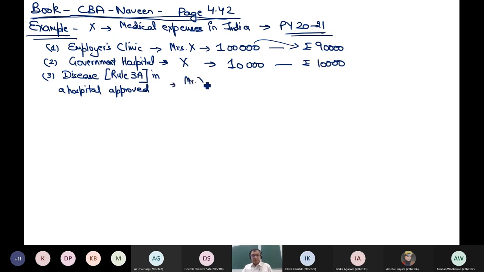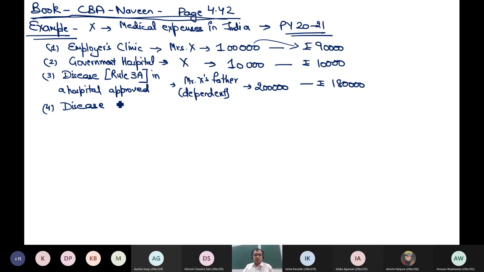Mr. X's father. He is dependent upon X. Total cost incurred 2 lakh. And amount reimbursed 1 lakh 80. Disease under Rule 3A, and a hospital approved.